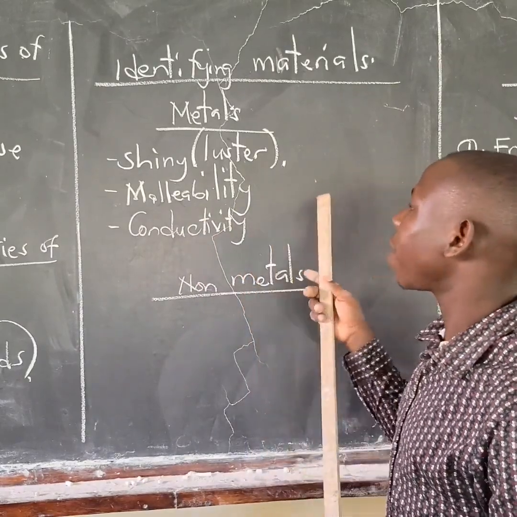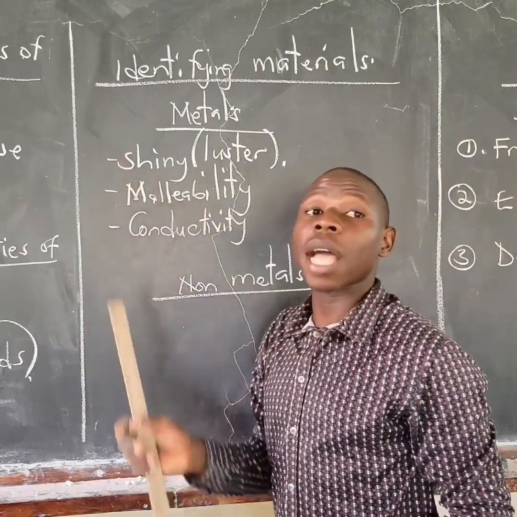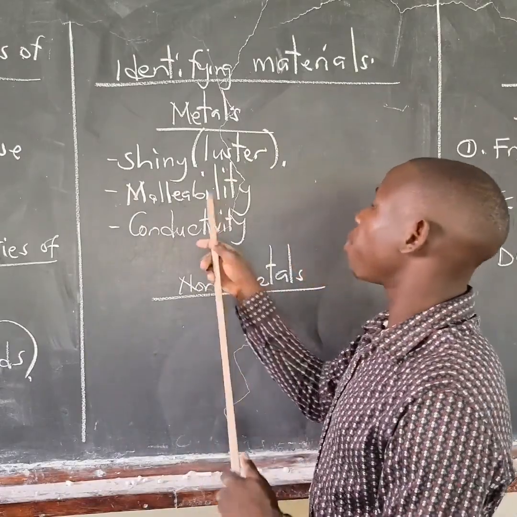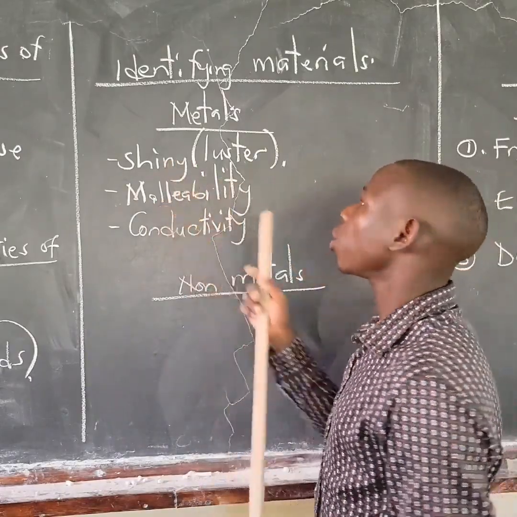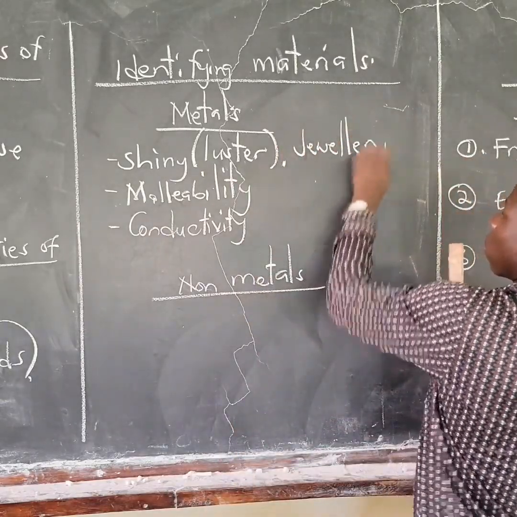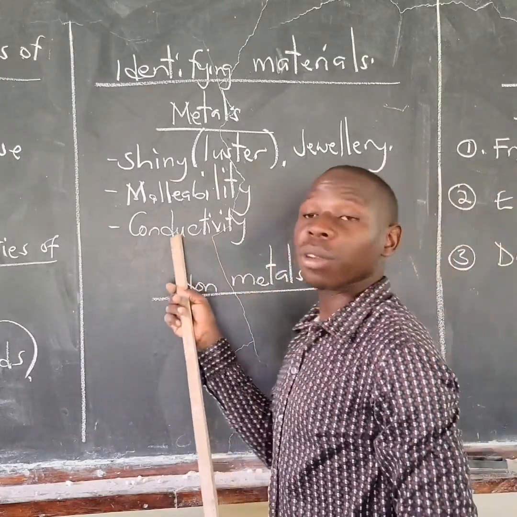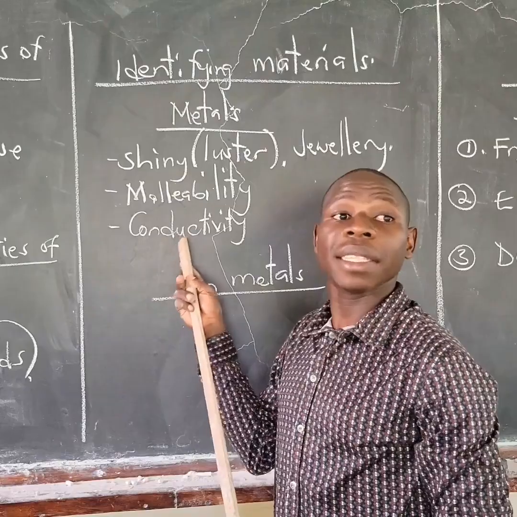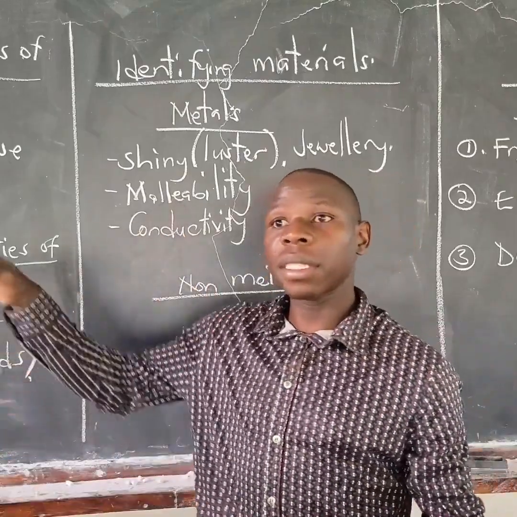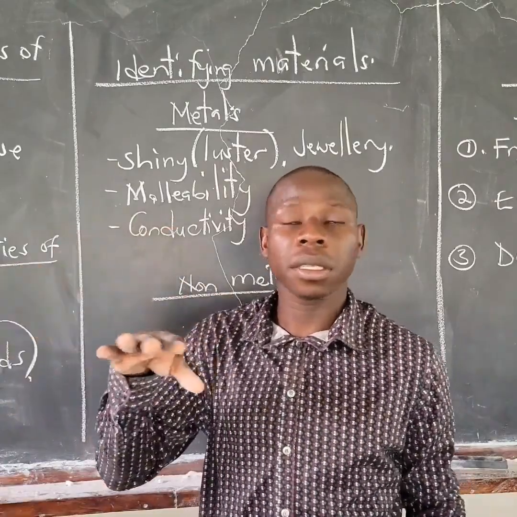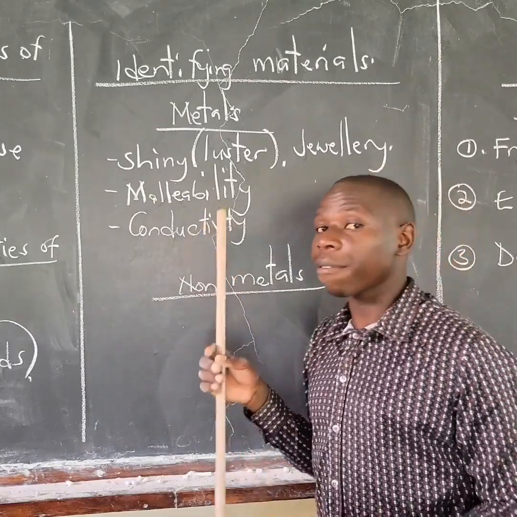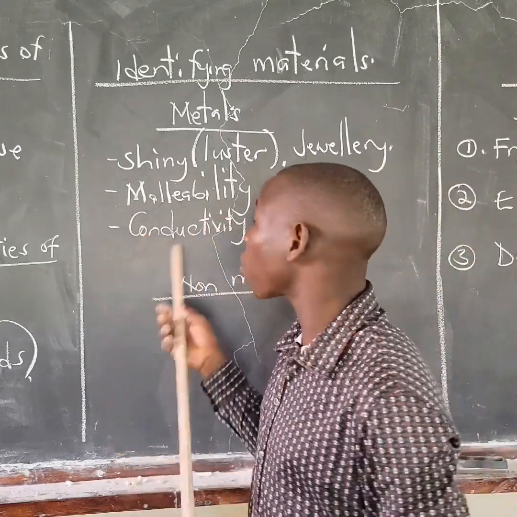Now, you find that being shiny, metals are used to make jewelry, and being malleable, they are used in making jewelry. Metals are used in electric wires because they conduct electricity, and they are malleable. Wires bend. They are bent in rooms, in buildings. So this makes them good. Metals are used in making frying pans, saucepans, because they conduct heat.